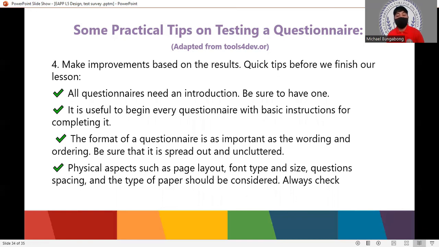Be sure that it is spread out and not cluttered. Physical aspects such as page layout, font type and size, question spacing, and the type of paper should be considered. Always check. You know that minor errors could probably lead to a major problem because if you are not using the right punctuation mark or even the spacing, they may probably misinterpret the questions. So be careful of the structure of the sentences, spacing, and of course, capitalize the letter if it's necessary to capitalize. And of course, space is also important.